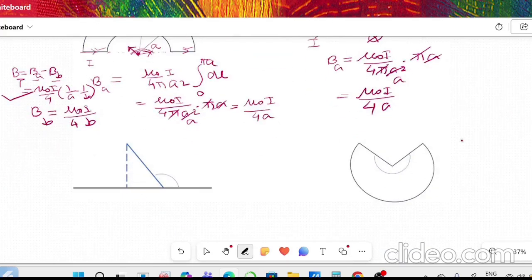Now, as I'm discussing the circular section, now take this type of section here.